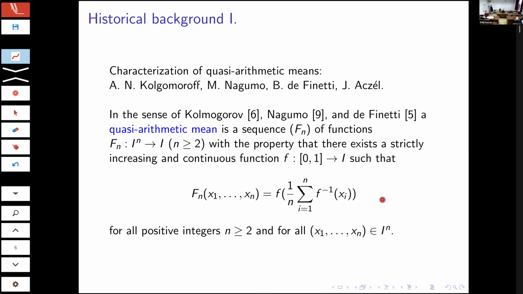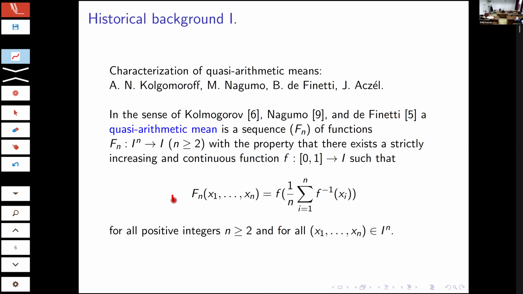So they said that the quasi-arithmetic mean for them is a sequence of functions. Now I step out from the two variable case for a while. From I to the n to I, for each fn, they have the following property: it is strictly increasing in each of its variables and a continuous function. So they take a strictly increasing continuous one variable function from 0, 1 to I, such that fn can be written in this form.